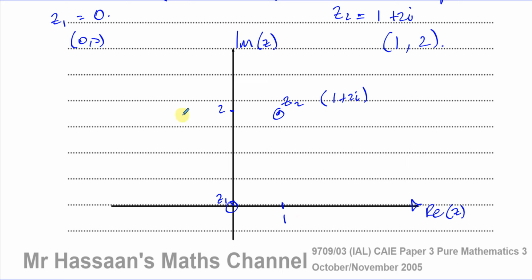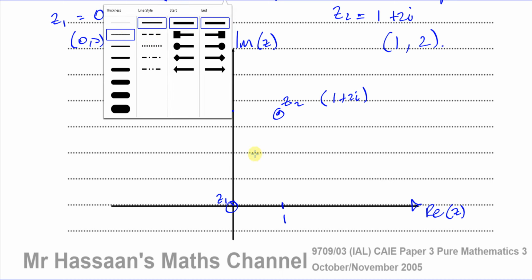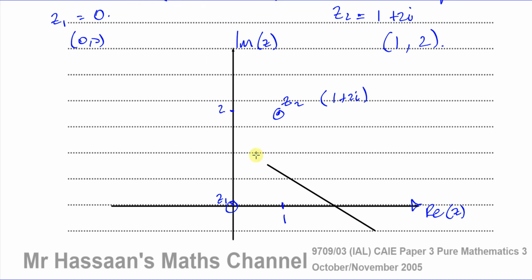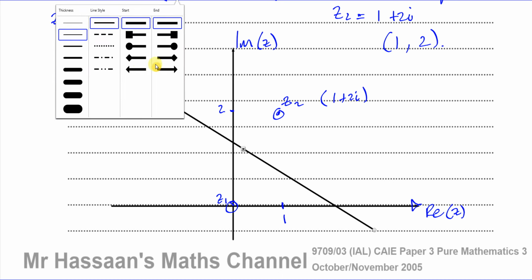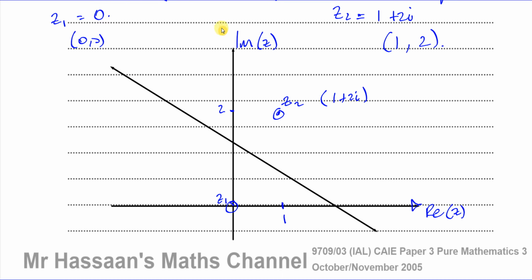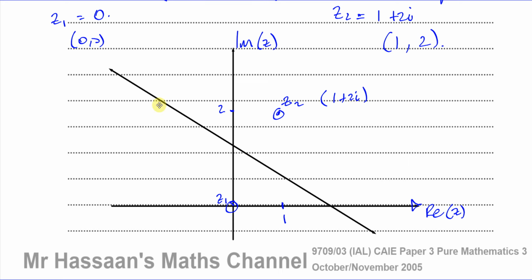So the perpendicular bisector of these two is going to be the line that we have to draw. So we have to draw a line which goes halfway through these two. Okay, and it cuts in half the distance between them, and it's perpendicular to them. It's basically perpendicular to the line joining them. So it's the perpendicular bisector of Z1, Z2.